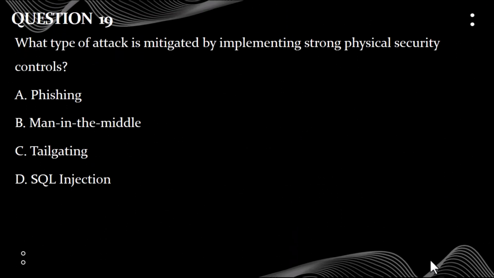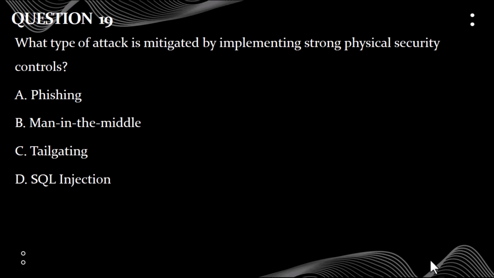Question 19. What type of attack is mitigated by implementing strong physical security controls? A. Phishing. B. Man in the middle. C. Tailgating. D. SQL injection.